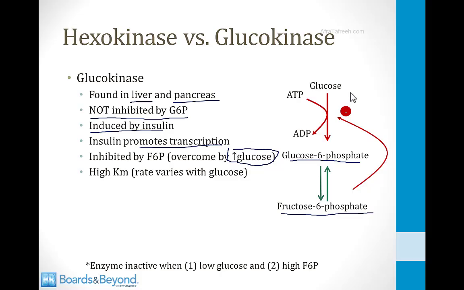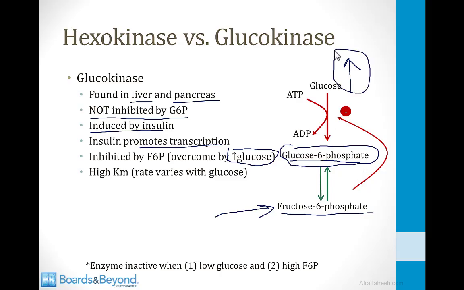This means that anytime the glucose level is high, glucokinase will be taking up glucose into the liver and converting it into glucose 6-phosphate. It doesn't matter what the level of fructose 6-phosphate is. If glucose levels are high, the liver will take up glucose. And that's because you want the liver to take up glucose anytime blood sugar levels are high so that it can store it as glycogen for later use. Another way to look at this is that the only time this enzyme is inactive is when you have two things present, both a low glucose level and a high level of fructose 6-phosphate.